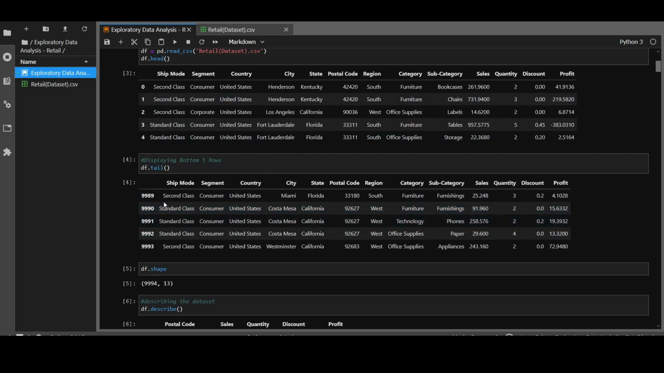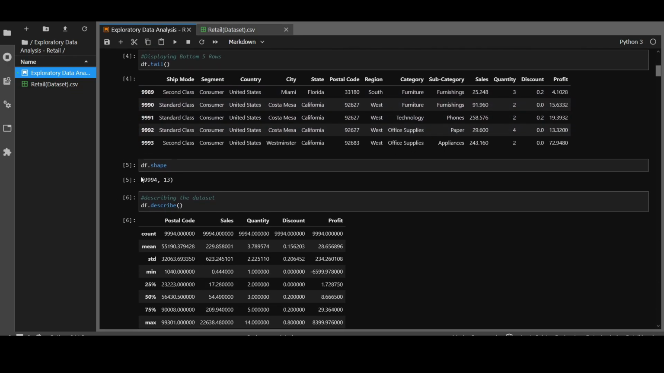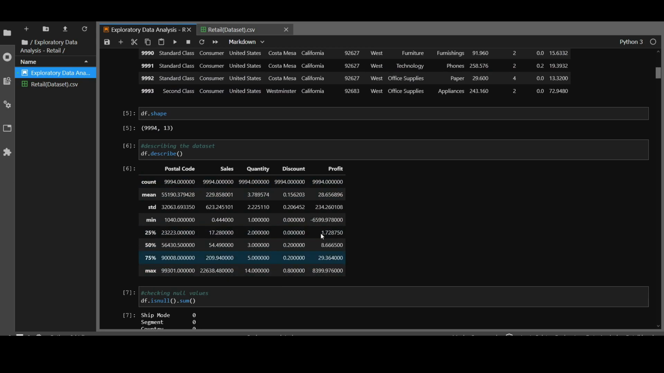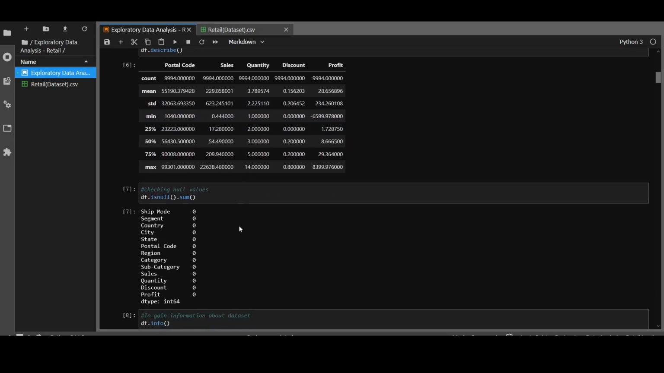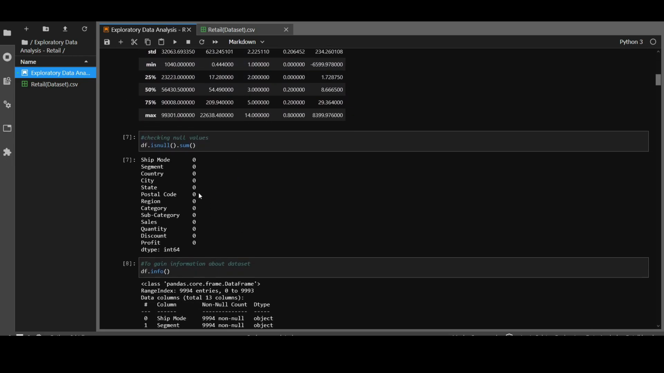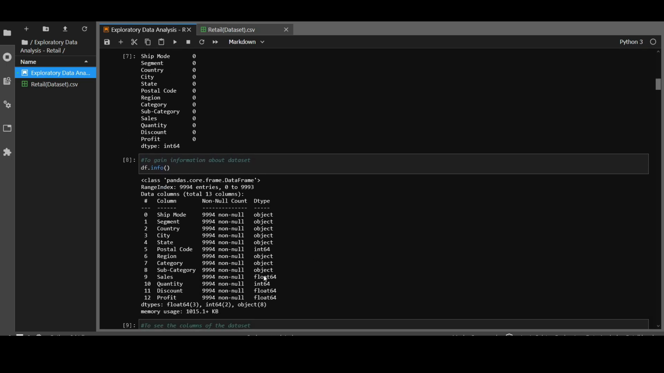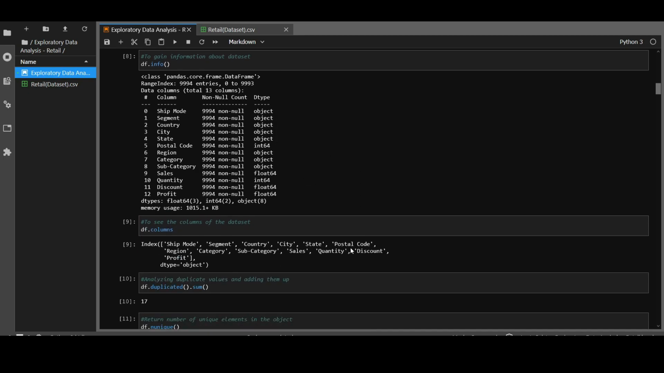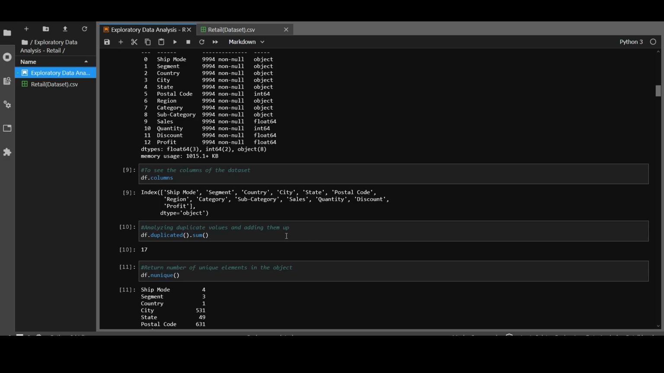So this is the bottom 5 rows. This is the shape, rows and columns, and describing the dataset, like count, mean, standard deviation, and all that. Now checking if there are any null values. Then gaining some information about what type of data there are, like the data types. There is object, there is int data type, there is float data type for these features. Then we are seeing the names of the columns. So these are the columns.